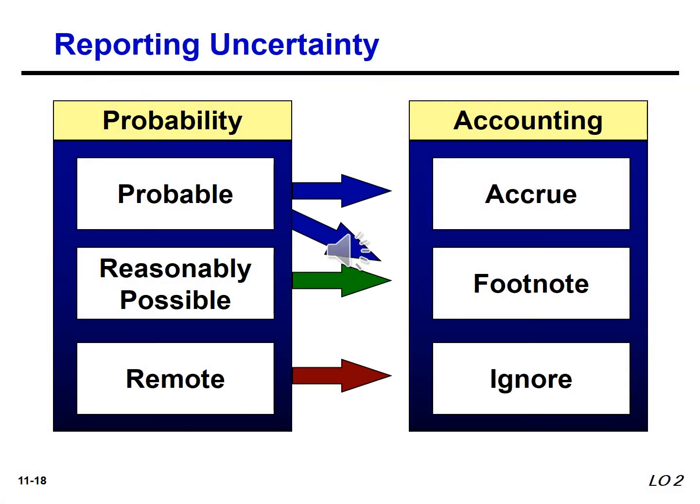In case the contingent liability is probable, accountants of the company may either accrue the liability or record it in the footnotes. In case the contingent liability is reasonably possible, they would put it in the footnotes in the financial reports. But if the contingent liability is remote or unlikely, then they would just ignore it.